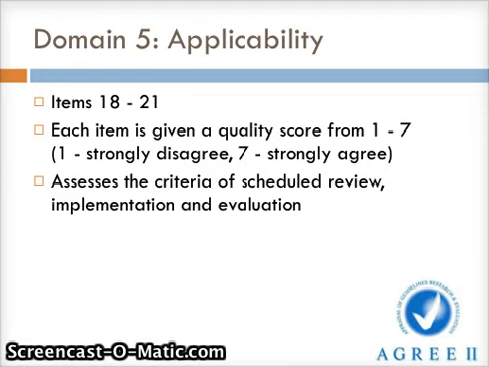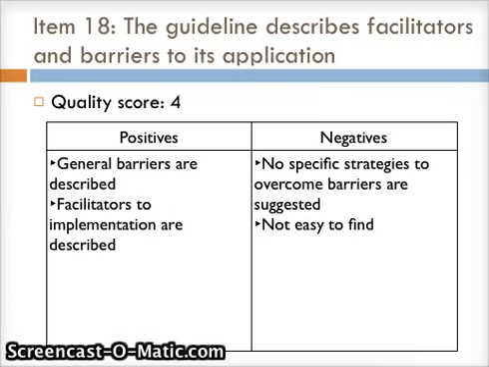Domain 5 looks at applicability and covers items 18 to 21. This assesses the criteria of scheduled review, implementation and evaluation. Item 18, the guideline describes facilitators and barriers to its application, was given a quality score of 4. General barriers were described as well as facilitators to implement them. However, no specific strategies to overcome barriers are suggested, and this was not easy to find. We suggest that the guideline would benefit from the use of headings.